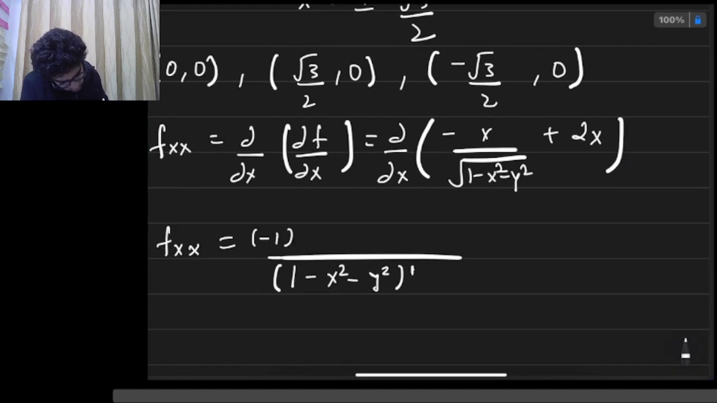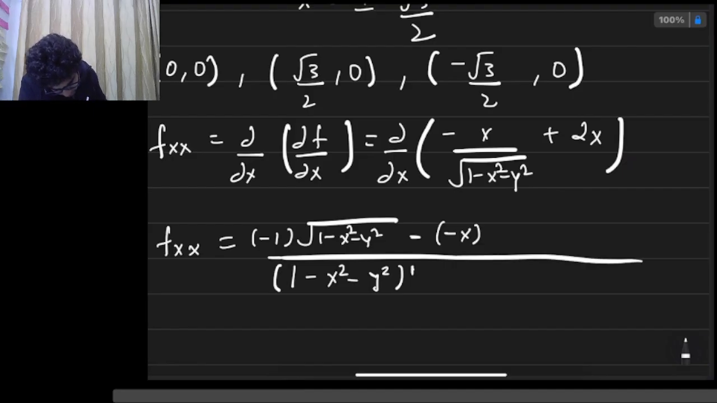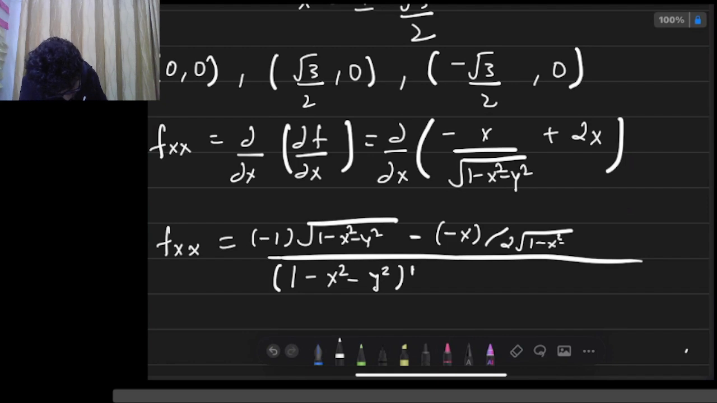So this means this is -1, this is -1, and this is as it is, 1 minus x square minus y square, and this is negative now, and this gives me minus x, and this becomes 1 by 2, so this becomes 2 root 1 minus x square minus y square, and this is basically minus 2x upon 2 root.